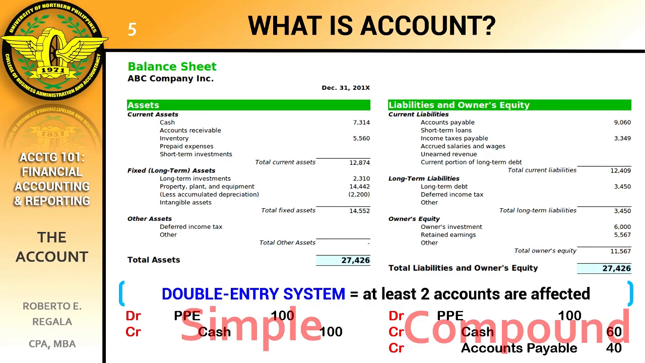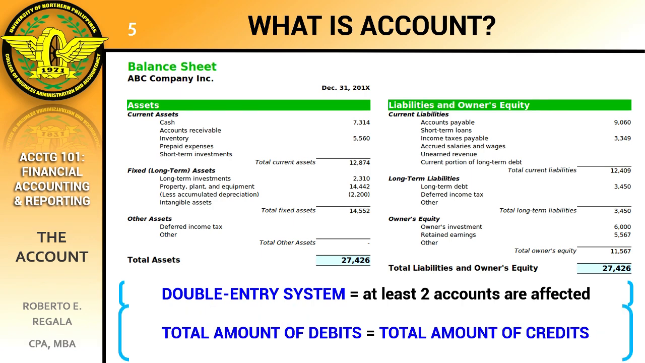Whether you use a simple or compound entry depends on the type and complexity of the transaction. But the thing to remember is, you always have to ensure that the total debits will equal the total credits. Otherwise, your accounting equation will not be balanced, and you'll have a ton of headache backtracking on your work to find where you went wrong.